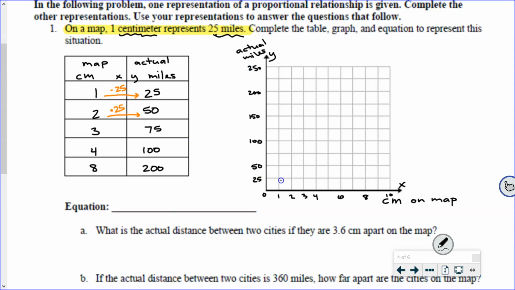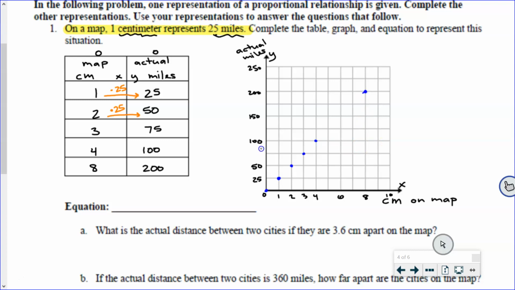This is over 1 up 25. Yes, actually, thank you. I did mention that in my last class and I forgot to mention it here. Even though we didn't put it on the table, I want to include it in the table. What if I have a map distance of 0 centimeters? Well, that means that the distance is 0 miles. So yes, thank you for pointing that out, CJ. We want to include that origin 0, 0. Yep, 2, 50 and 3, 75 and 4, 100 and 8, 200.